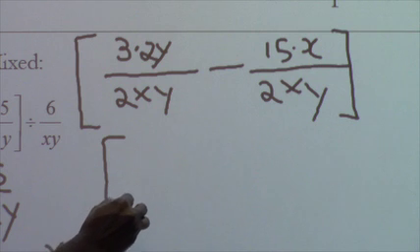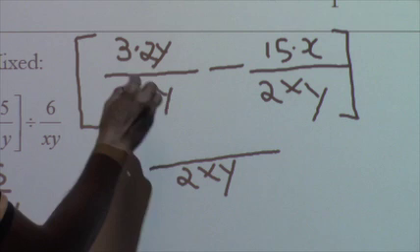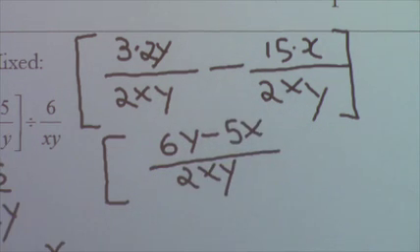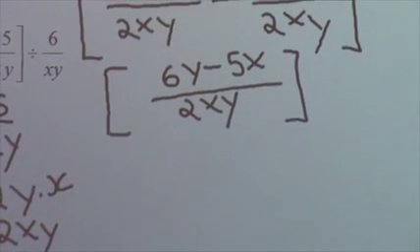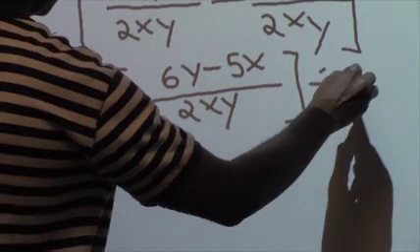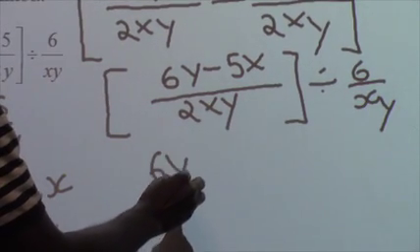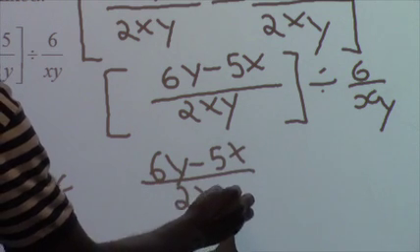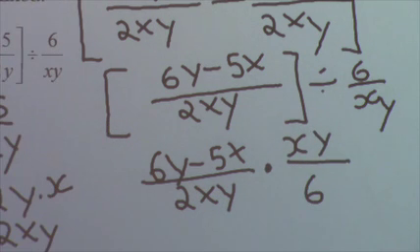So now, what do we have? We have a common denominator of 2xy and a numerator of 2 times 3 is 6y minus 5x. Now, we have unlike terms in our numerator, so we cannot subtract them. There's nothing we can do about them. But now we have to divide by 6 over xy. And by rule, when we divide fractions, we multiply by the reciprocal and cancel common factors. So we'll be multiplying by xy over 6.